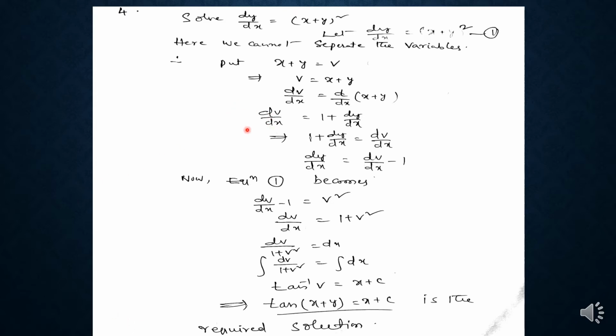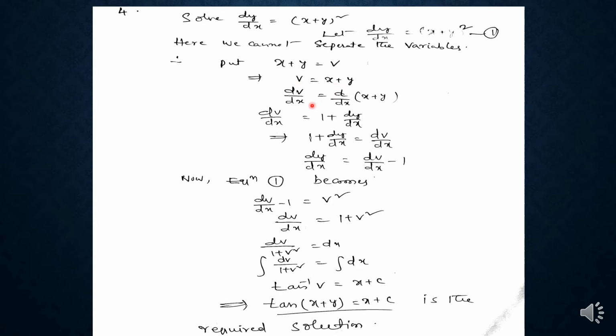So one more time, see this one. dy by dx is equal to (x plus y) whole square. By seeing this, we can say that we cannot separate the variables. But by substituting another variable, it is possible to separate the variables. So we have taken x plus y is equal to v, that is v is equal to x plus y.